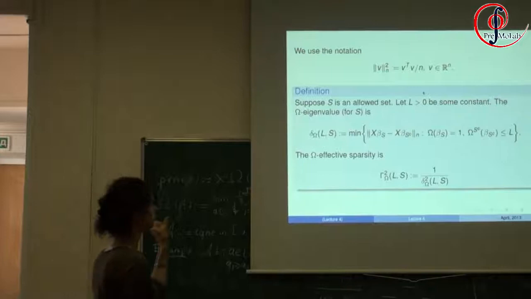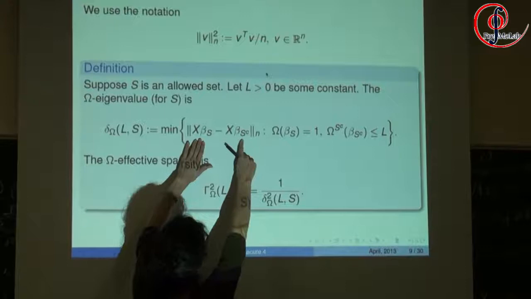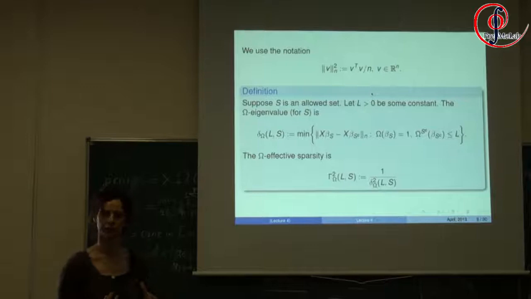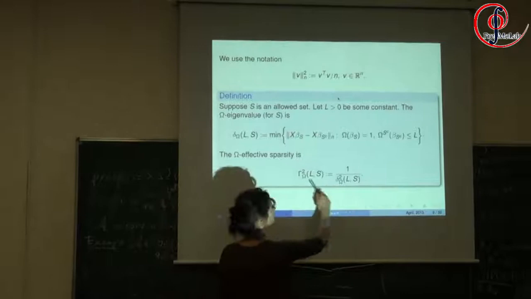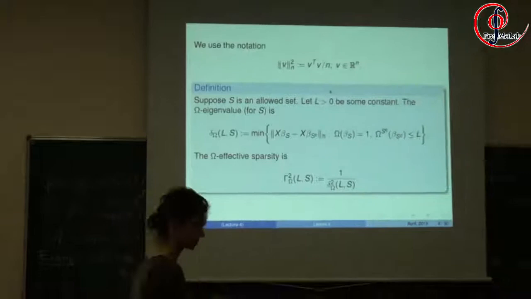So it's the distance between two combinations of column vectors, one inside the set S and the other outside the set S. It's just the minimal distance between the two. And if the distance is small, it means that they're very correlated in some sense, and then you have difficulties getting good results. So 1 over this distance is something like the sparsity. If this is large, you're happy. Let me draw a picture.